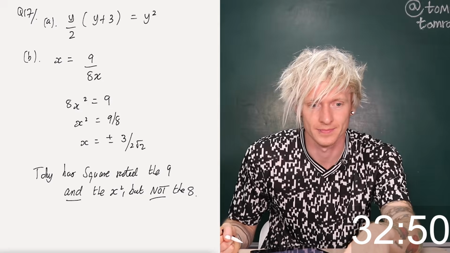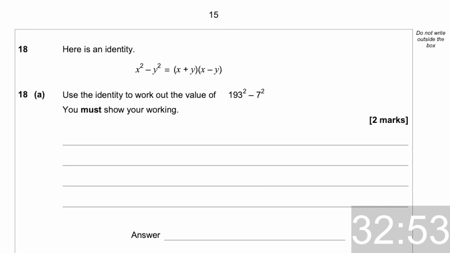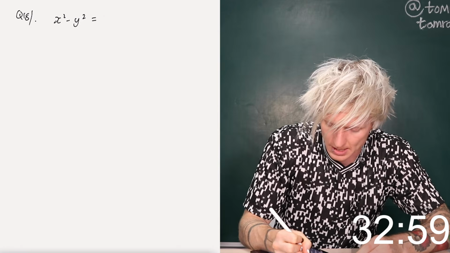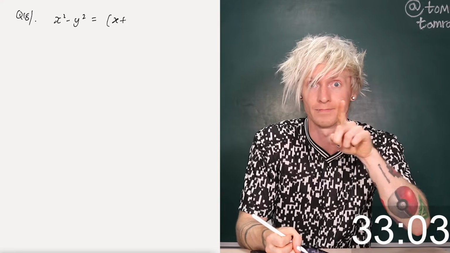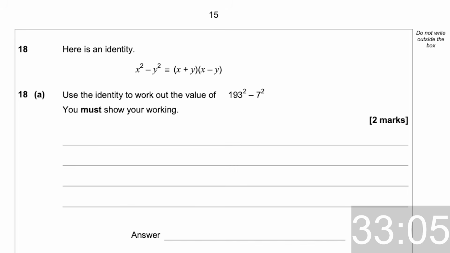Okay, good. Number 18. Here is an identity. Right, well, let's write that down. Question 18. Here's an identity. x squared minus y squared. Good old difference of two squares. I love difference of two squares. Really helpful. Remember that. x plus y times x minus y. Use the identity to work out the value of this.